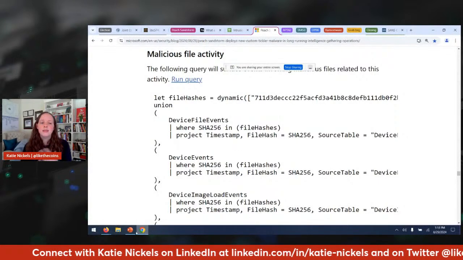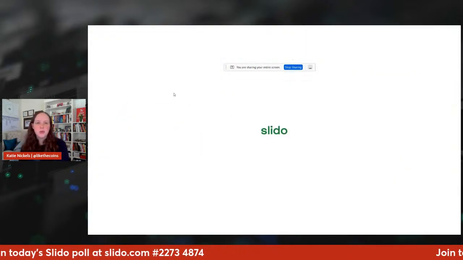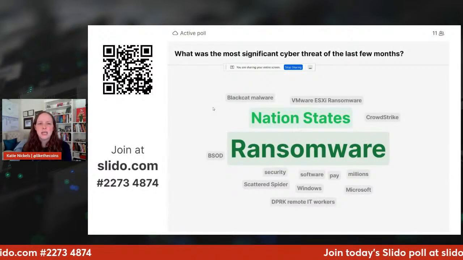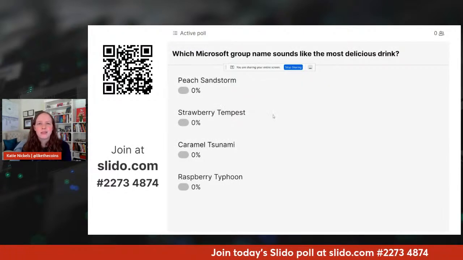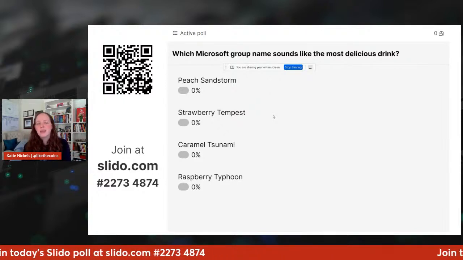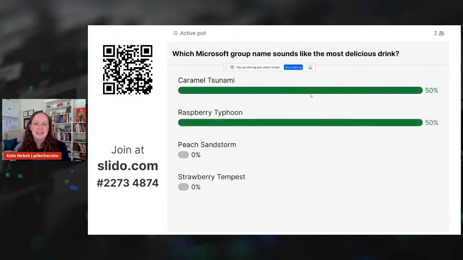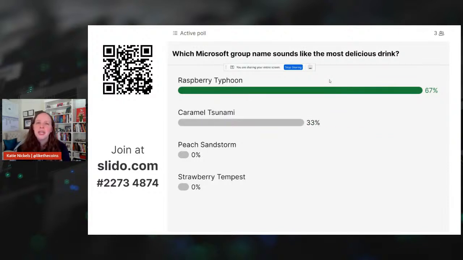I want to go back to the poll, and we have to make a little fun of ourselves as analysts. Peach Sandstorm, I don't know about you, but I think these kind of sound like drinks, like a nice cocktail or mocktail. So if you want to vote: which Microsoft group name sounds like the most delicious drink to you? Which out of the four of these would you want to have on a hot evening, outside chilling? Peach Sandstorm, Strawberry Tempest, Caramel Tsunami, Raspberry Typhoon. If you want to play along, go to slido.com. Let's see what people want. I think I would personally prefer Raspberry Typhoon.